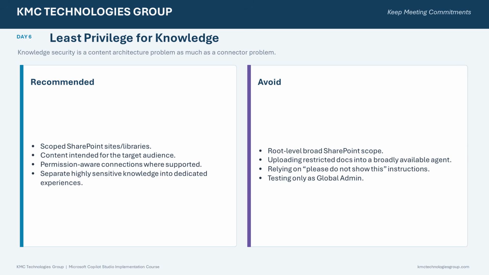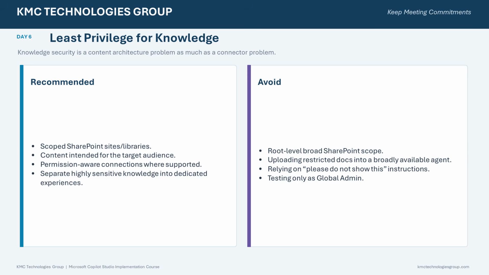Least privilege applies to knowledge sources too. Use scoped SharePoint sites and libraries. Only expose content intended for the agent's target audience. Use permission-aware connections where supported. Highly sensitive information should often be separated into dedicated experiences. Avoid connecting the agent to root-level SharePoint scopes or broad repositories containing unrelated sensitive information.